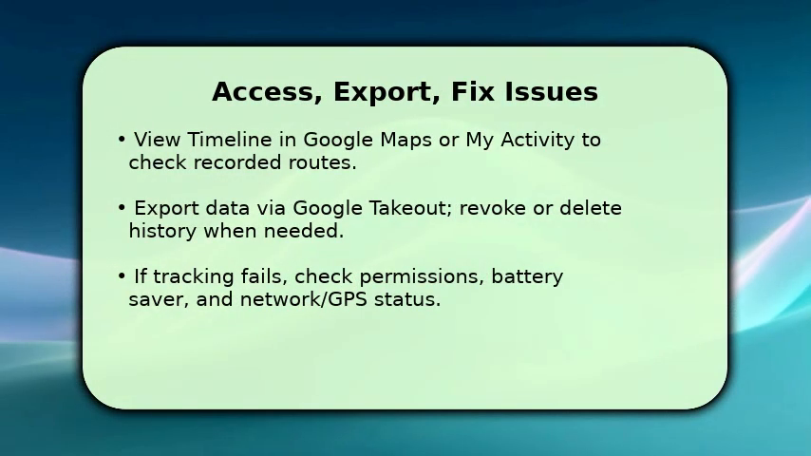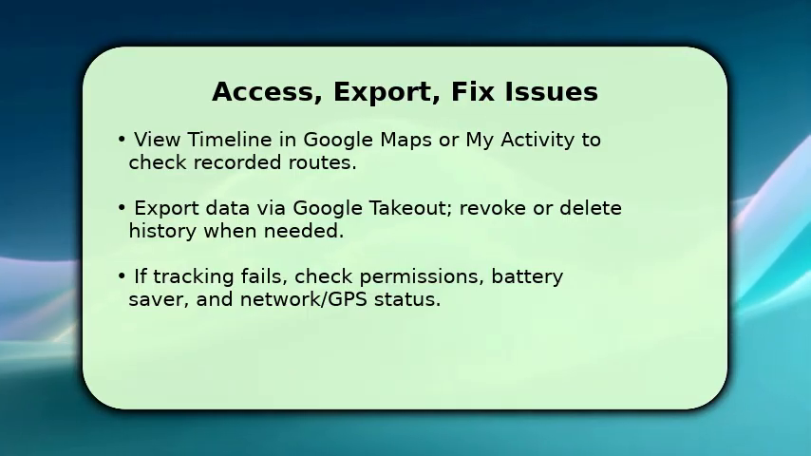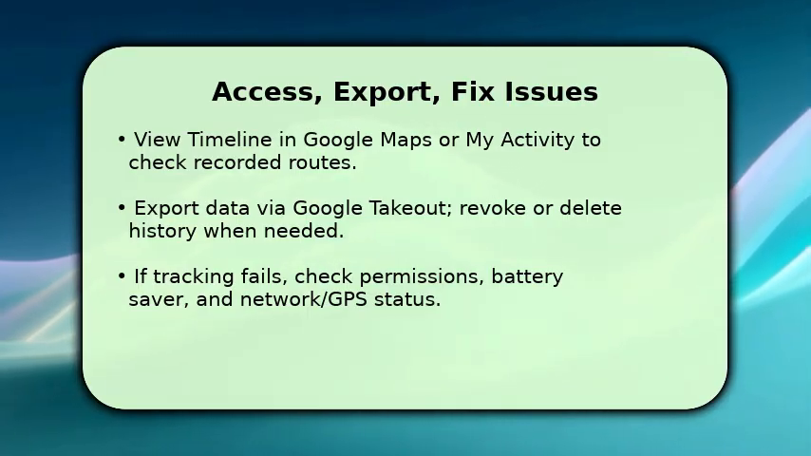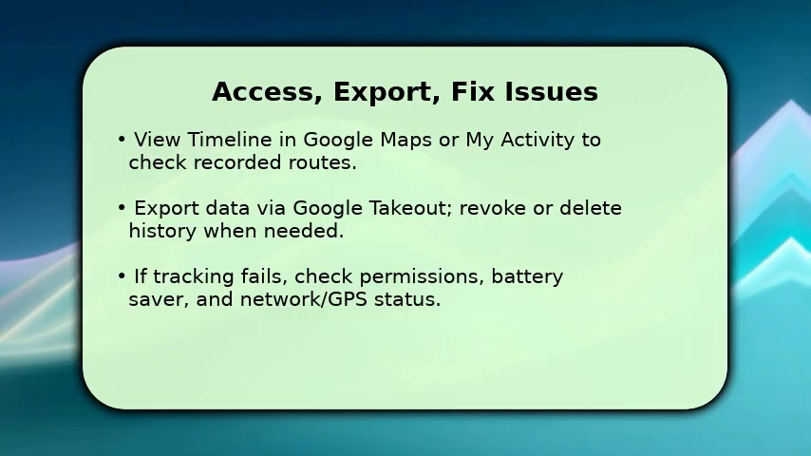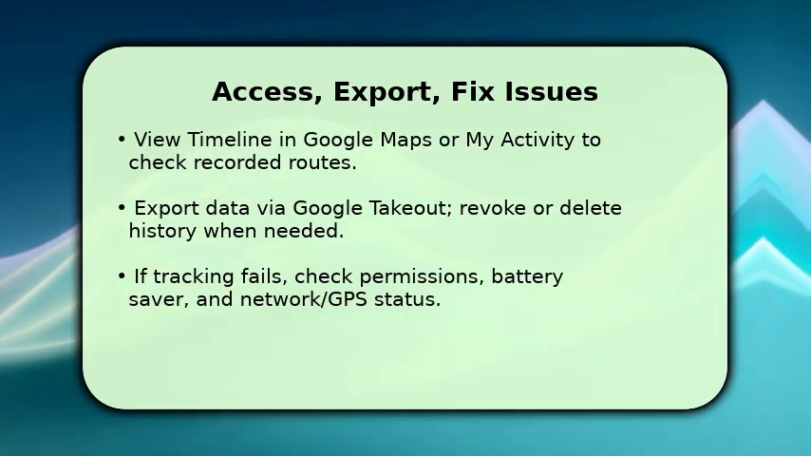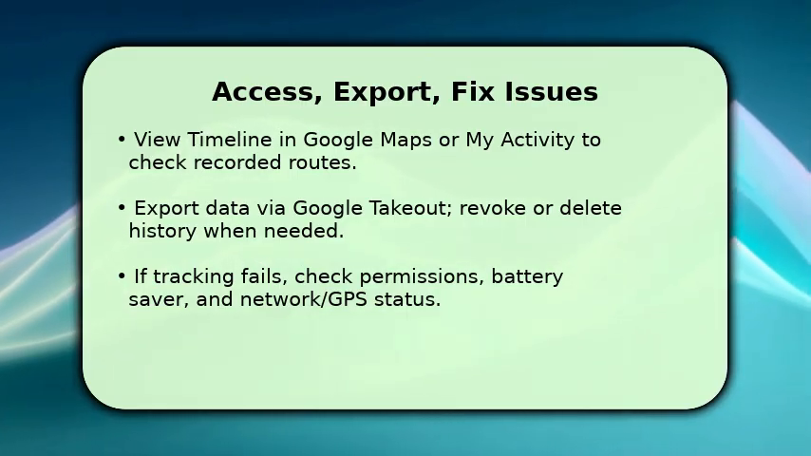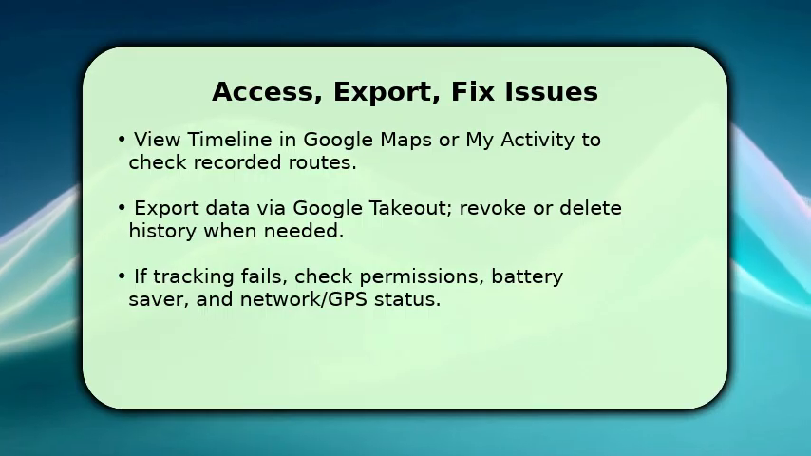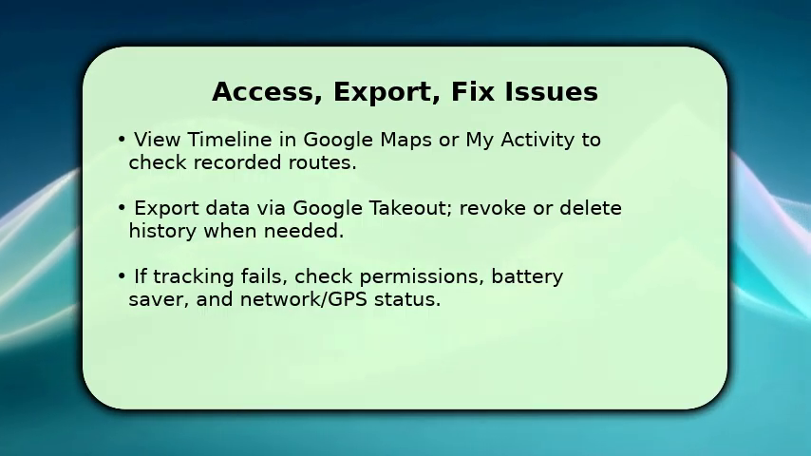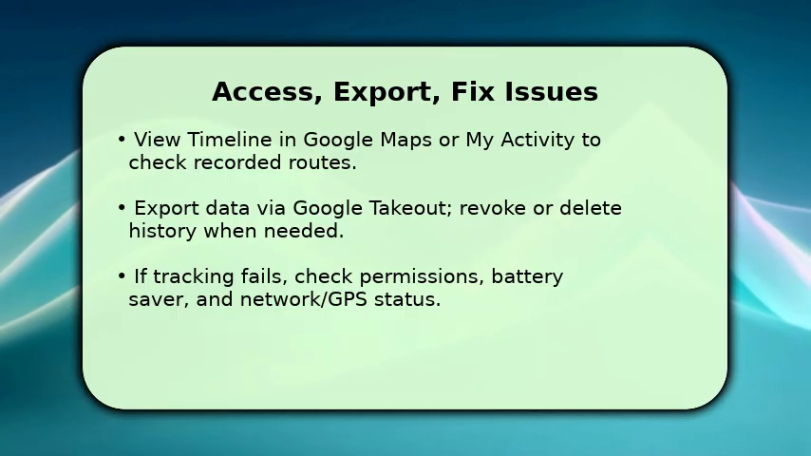To finish, regularly inspect your timeline in Google Maps to confirm locations and edit or delete incorrect entries. If you need an offline copy, export location history using Google Takeout and choose JSON or KML for mapping. Make sure to turn off battery optimizations for Google Apps to avoid intermittent tracking pauses.